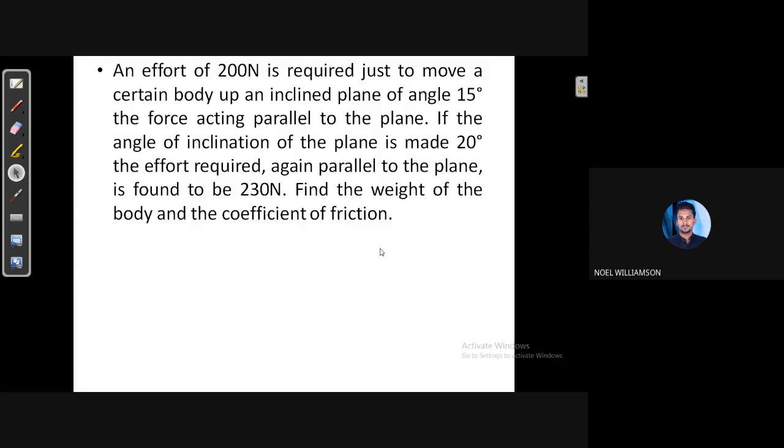An effort of 200 Newton is required just to move a certain body up an inclined plane of angle 15 degree, the force acting parallel to the plane. If the angle of inclination of the plane is made 20 degree, the effort required, again parallel to the plane, is found to be 230 Newton. Find the weight of the body and coefficient of friction. So please notify in the chat box when you have completed the question.